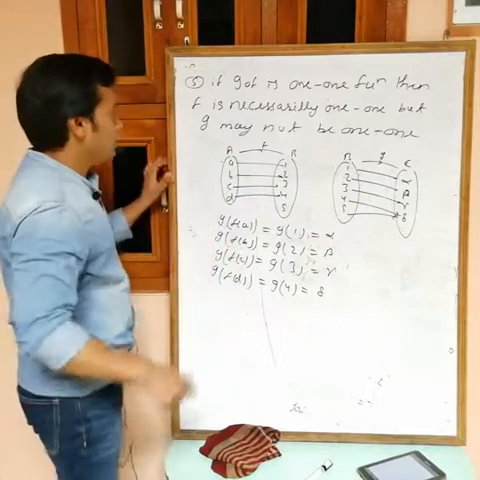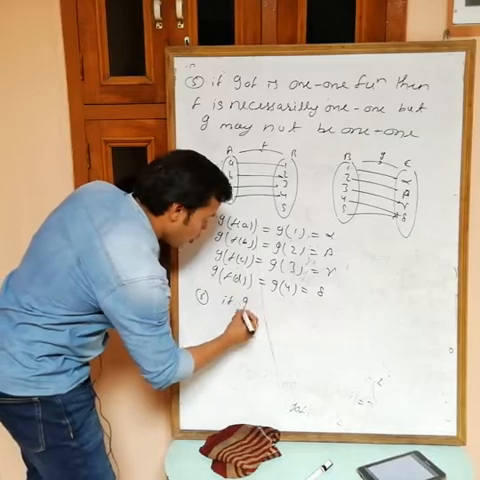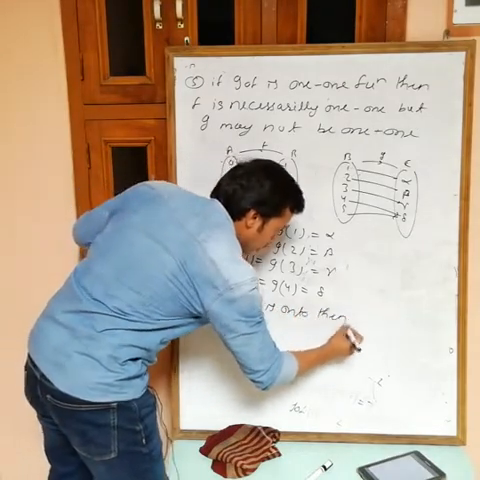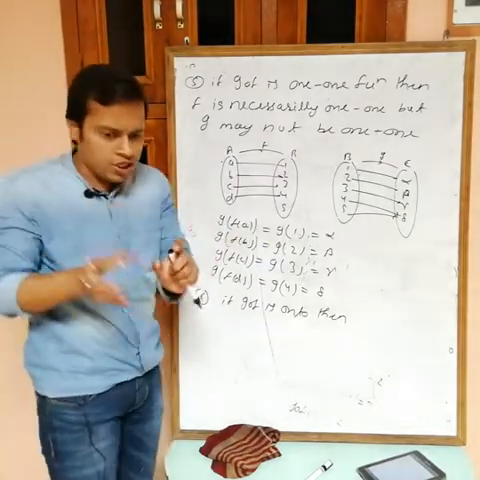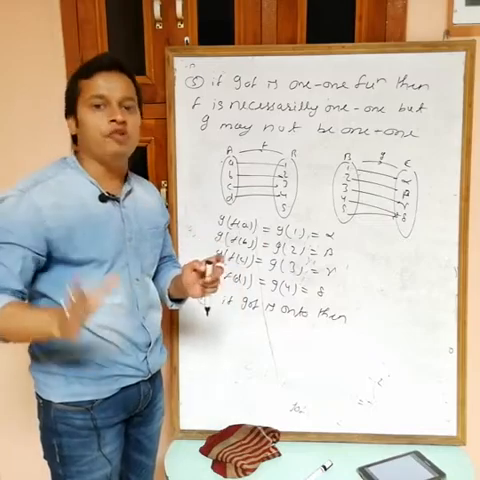Similarly, the last one, note 6. If gof is onto, g of f(x), then this g must be onto, but f may be into.